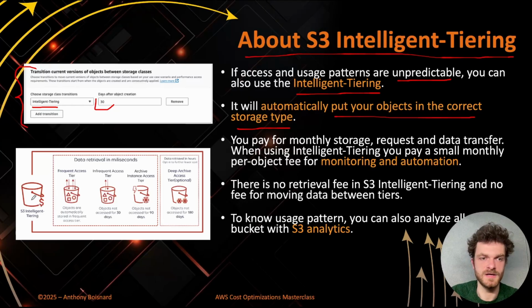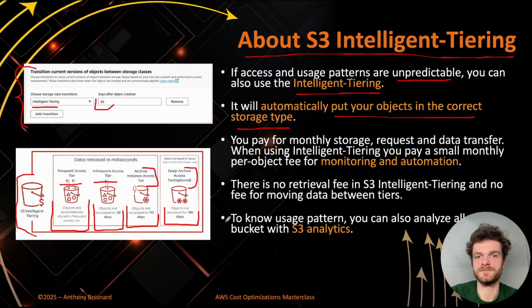How does that work? You have one example here. By default, objects are automatically stored in the frequent access tier, which is equal to standard S3 storage access. Then objects not accessed for 30 days are placed in the infrequent access tier. Then objects not accessed for 90 days will be in the archive instant access tier. And one option here, if you want, objects not accessed for 180 days will be in the deep archive access tier.